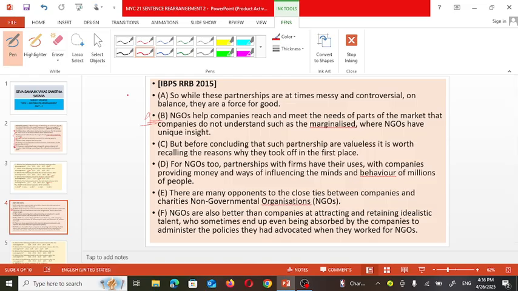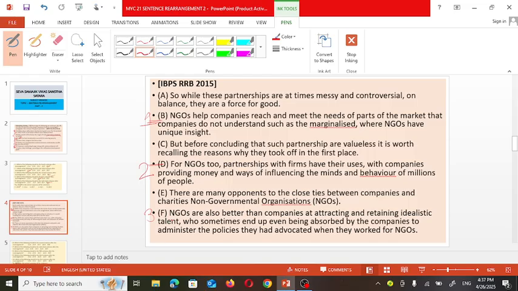Now, which statement can be the second? So option D. See here, for NGOs too, partnerships with firms have their uses, with the companies providing money and ways of influencing the minds and behavior of millions of people. So option D can be the second one. Now which statement supports this D statement? So F.